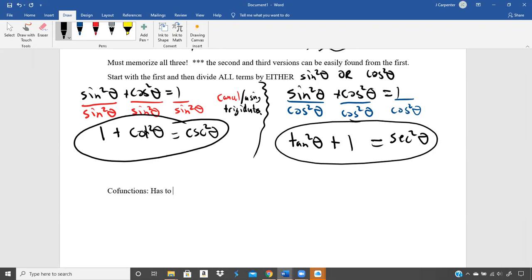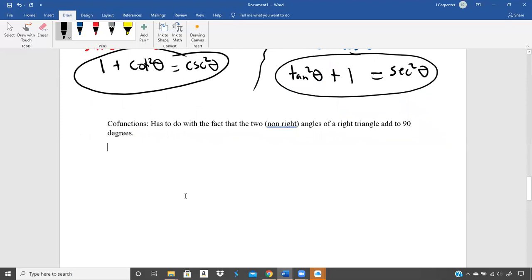This has to do with the fact that the two angles of a right triangle add to 90 degrees. The two, let me be more specific, non-right angles. And I'll explain after I type these up. But the sine of theta is the same thing as doing the cosine of 90 degrees minus theta, or pi over 2 minus theta.